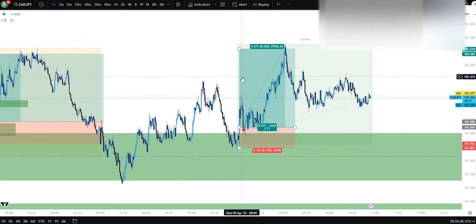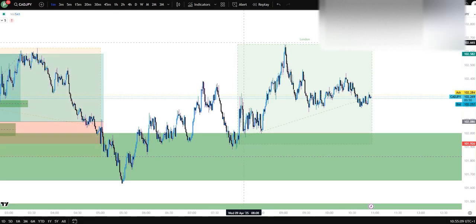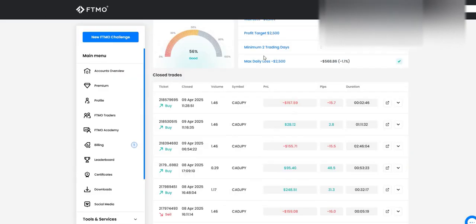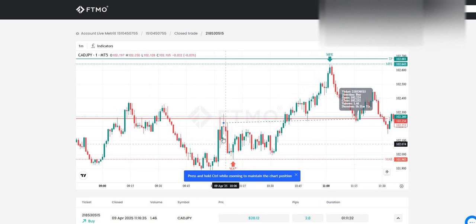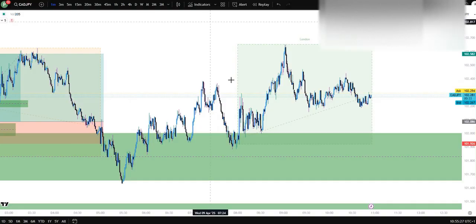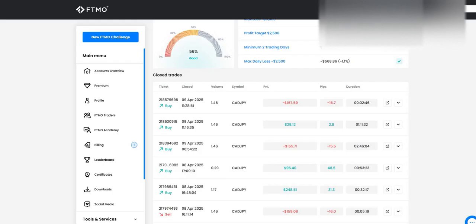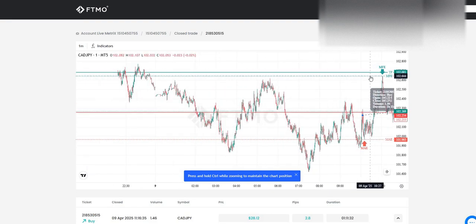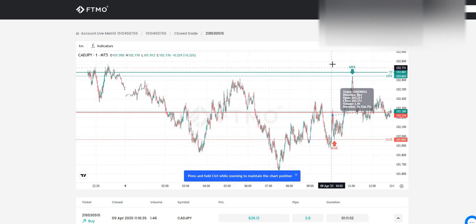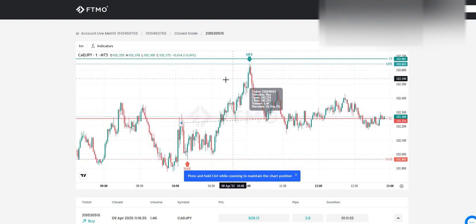Now I also happened to enter the same trade on the FTMO account, which I'm going to show you, which is this one. The only difference is I entered on this candle here, a 1 minute candle. This is the candle that formed, and I entered at the top. Price went up, and all it needed to do was go a few more pips and I'd be in profit. But price instead reversed and hit this level here.